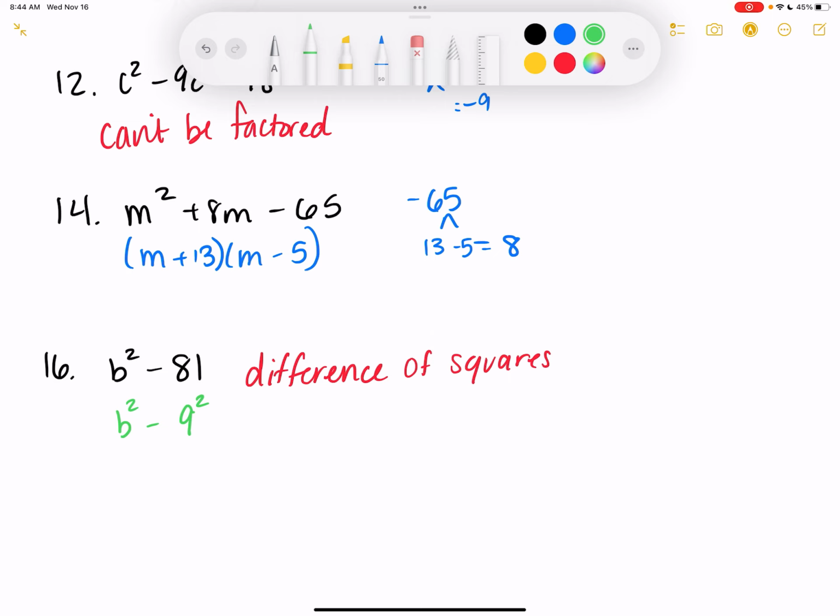So then we write each term and we do one with a positive, one with a negative. So it would be b plus 9 times b minus 9. And it doesn't matter which order you write them in. You could do the negative one and then the positive one, as long as you have them both. And so that allows for when I FOIL to check. Obviously, I've got my b squared. I've got plus 9b, minus 9b. So I know that I'm good. It cancels out the middle term.